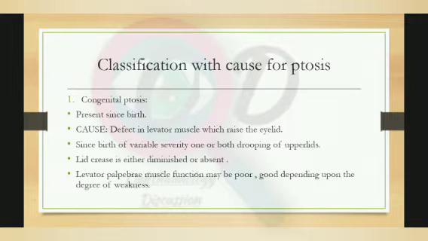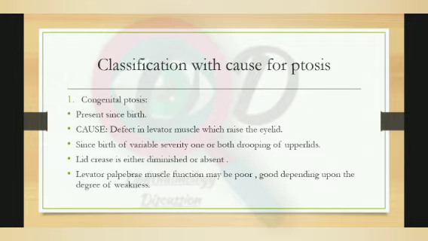It has two kinds of classification, the congenital and the acquired one. The congenital, you all know, is since birth. The acquired one will affect later in their life. Okay, so congenital. We will understand the cause for congenital ptosis.